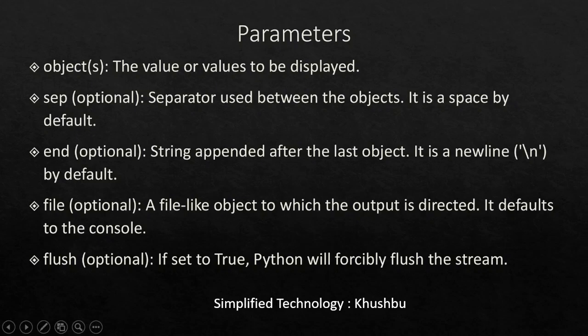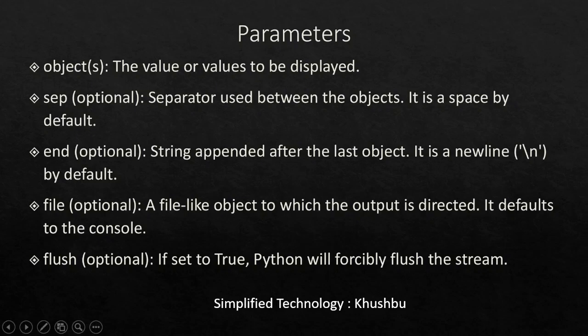End is again an optional parameter, a string appended after the last object. Actually, this end gives the string that you are going to append after the last object. That is, after the last object, what will be appended. If you are not giving any end value, then it is a new line, that is \n by default. Every time you are printing two values with a print function, both outputs will be displayed on a new line. I will be showing you one by one how all these things are done through the code also.